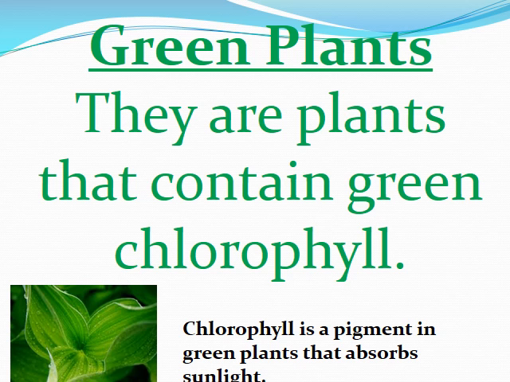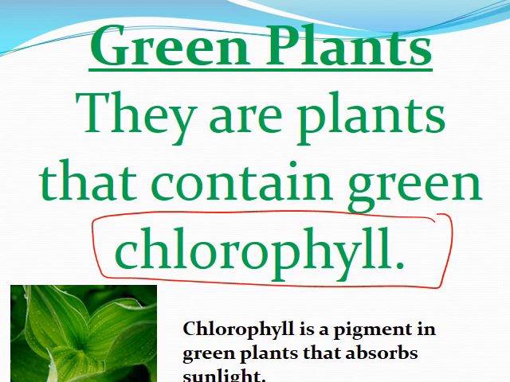Green plants. What are green plants? They are plants that contain the green pigment, which is called chlorophyll. So chlorophyll is a pigment that absorbs sunlight. It's present only in the green plants.